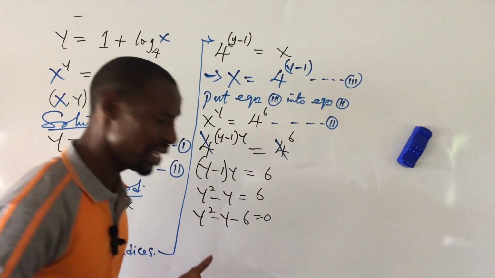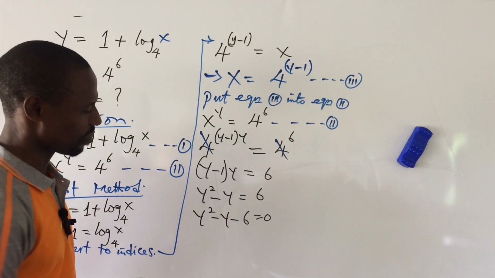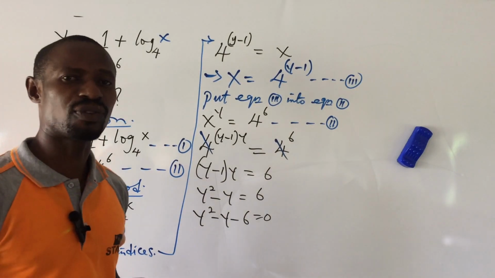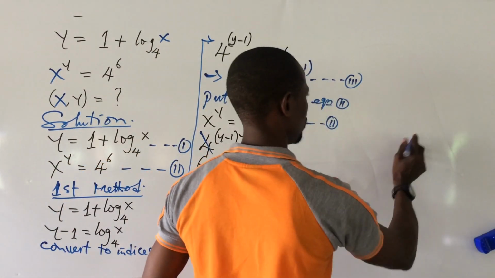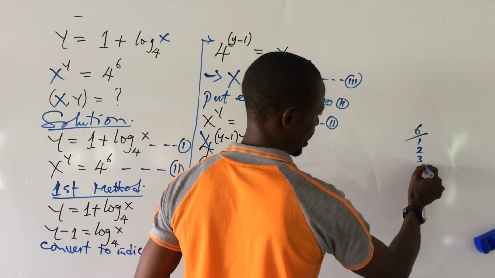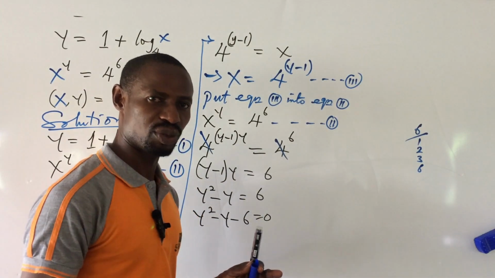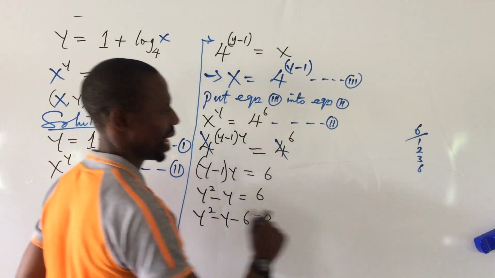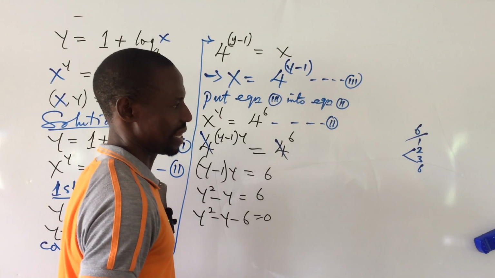So now you have a quadratic equation. Let's solve this using the factorization method. If you look at this, take the 6, which is the constant, and look for all the factors of 6: 1, 2, 3, and 6. Among these numbers, let's pick two numbers that when we multiply them together will give us minus 6, and add them together will give us minus y. Without waste of time, it's going to give us 2 and 3.